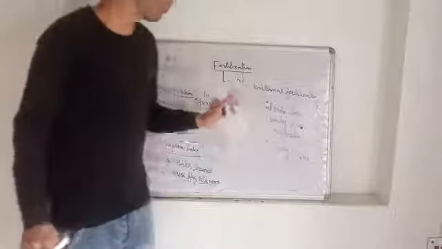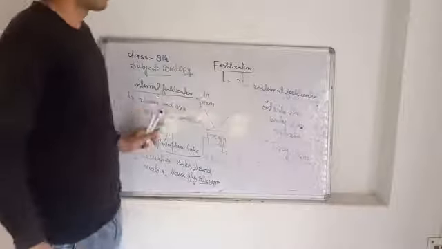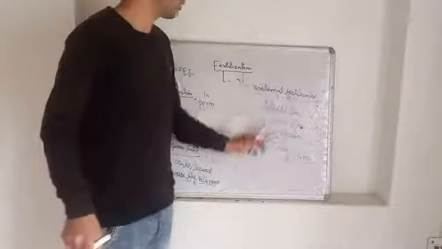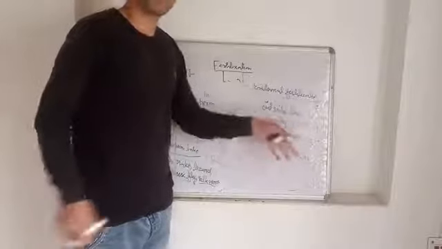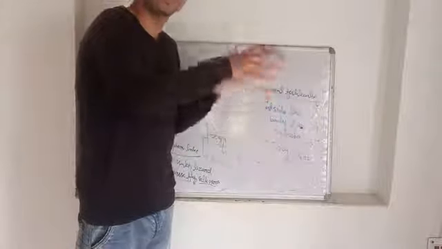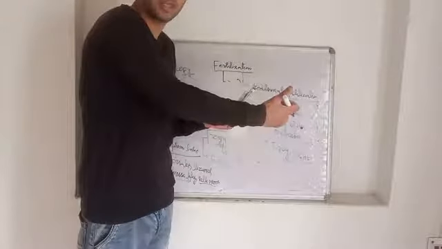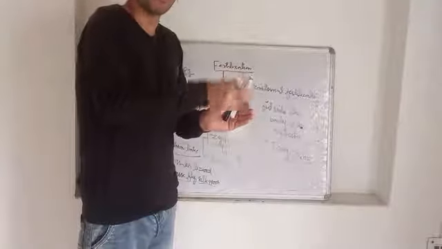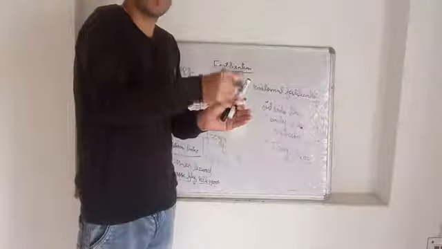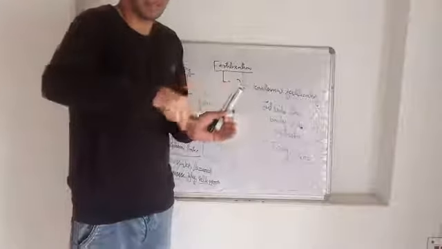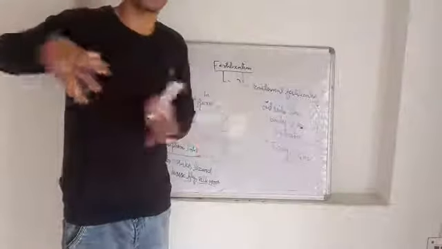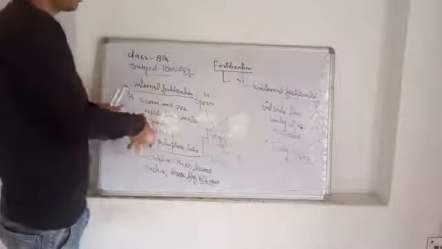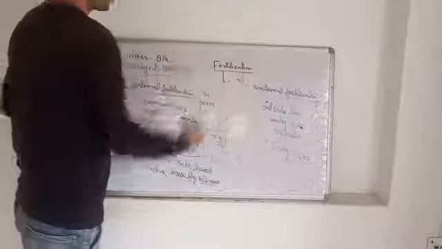Keep one thing in mind: in humans, fertilization is internal and development is also internal. In external fertilization, like in fish and frog, the fertilization is external and the development is also external. This means that the development of the zygote takes place outside the body of the organism, and then it turns into an adult. The whole process takes place outside the body. So this is the difference between internal and external fertilization.